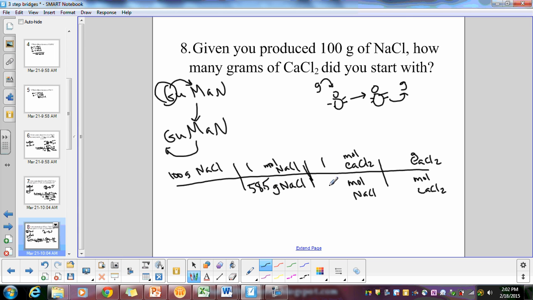1 mole of CaCl2 equals 2 moles of NaCl. Those were our coefficients from our balanced equation. And then 1 mole of CaCl2 is 111.1 grams. We just used that number, and again, that's the molar mass of CaCl2. So I'm going to take all of my numbers on top and multiply those, and then I'm going to divide them by the number on the bottom.